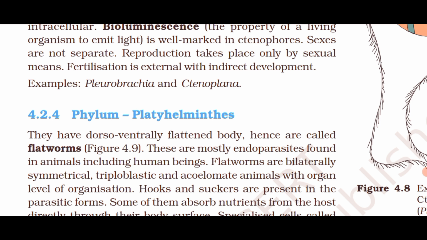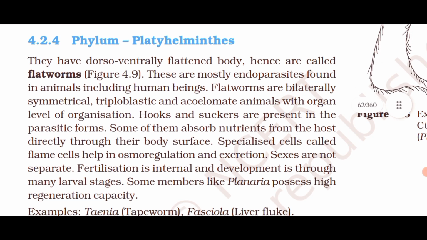4.2.4 Phylum Platyhelminthes. They have a dorsoventrally flattened body, hence are called flatworms. These are mostly endoparasites found in animals including human beings. Flatworms are bilaterally symmetrical, triploblastic and acoelomate animals with organ level of organization. Hooks and suckers are present in the parasitic forms. Some of them absorb nutrients from the host directly through their body surface. Specialized cells called flame cells help in osmoregulation and excretion.